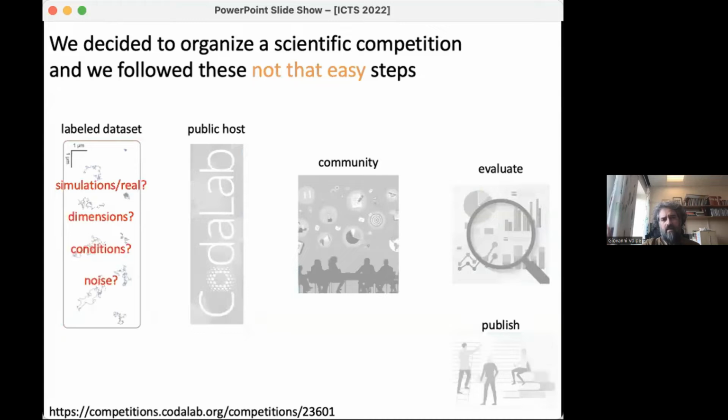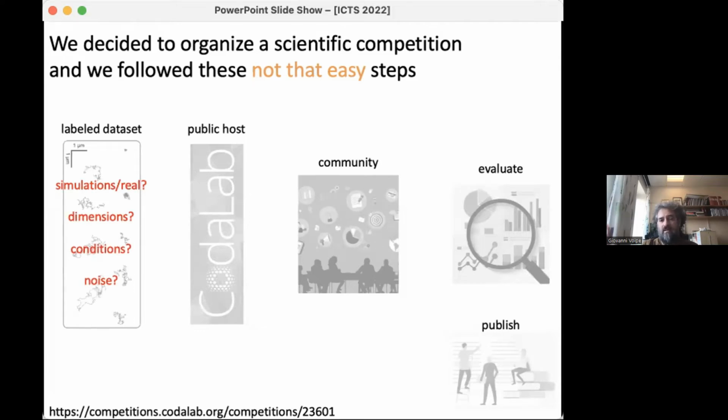So, well, the first thing is that we have to think, what do we want to use for data sets? Do we want simulations, real data? If you use real data, what should we use for ground truth? How can we evaluate contributions on objective ground truth from real data for which we don't really know what the reality is? What dimensions of the anomalous diffusion should we consider? 1, 2, 3, whatever. What conditions? Should there be noise? All these questions came up. So it's a very complex exercise just to decide what you want to use as basis for your competition.